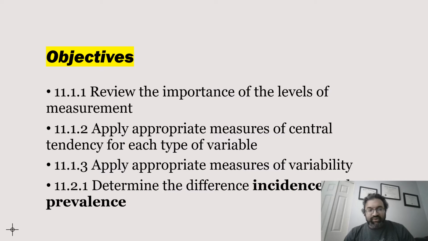What are we going to go over today? Well, in this video or audio, however you're listening, review the importance of the levels of measurement, apply appropriate measures of central tendency for each type of variable, apply appropriate measures of variability, and determine the difference between incidence and prevalence. And trust me, there's a lot of confusion there. Also, measures of central tendency. Students have a tendency to get that mixed up as well. So pay close attention. If at any point you're feeling like you don't understand, pause the recording, go back, and make sure that you're getting the concepts right.